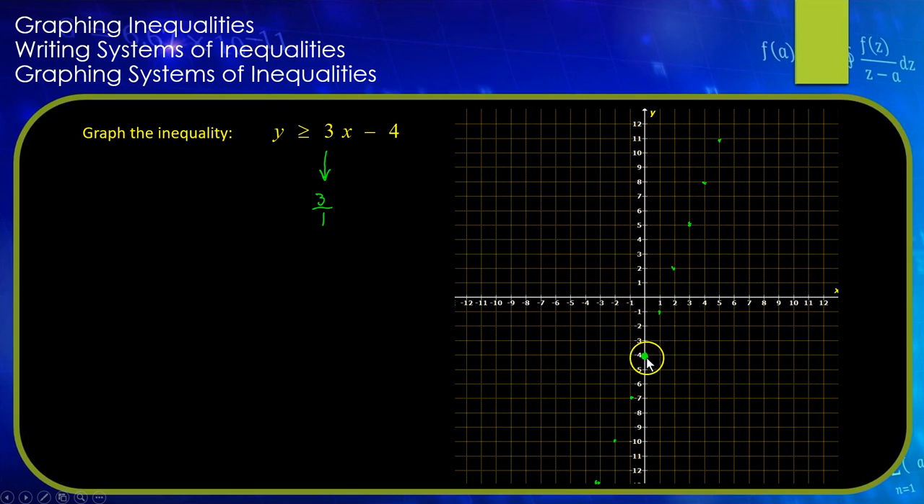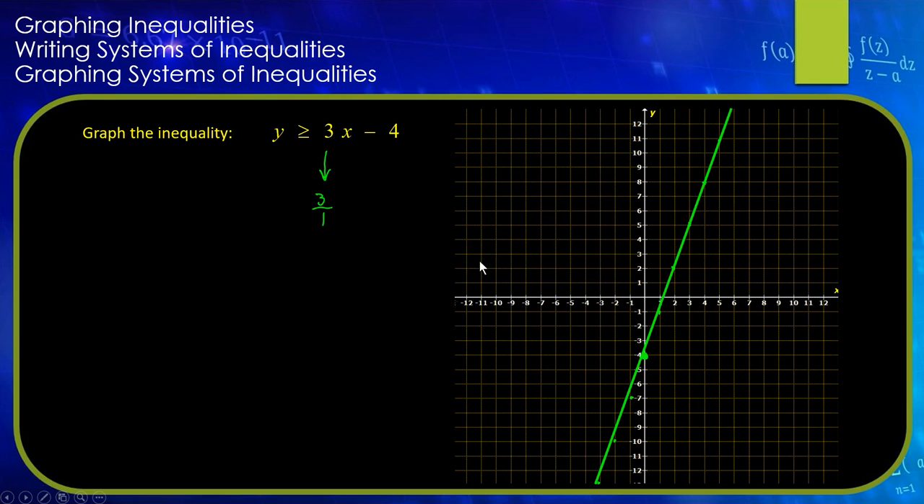This line represents a border between two regions. One region is going to have ordered pairs that work for this inequality. There's going to be a region that has ordered pairs that don't work. I have to know if this border, this line, is going to be included. And of course, I have the equal to sign here, which means it is included. So this is going to be a solid line. If it had been just greater than, I would draw it as a dashed line.